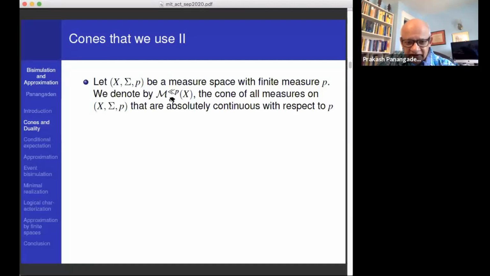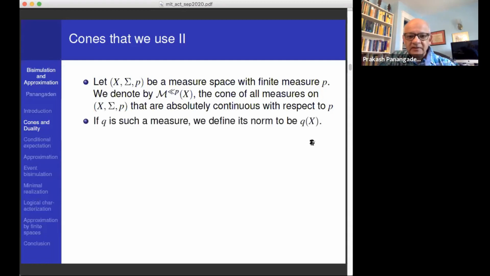So this peculiar notation with this superscript that looks like much less than P means the cone of all measures on the underlying space that are absolutely continuous with respect to P. Absolutely continuous, in case you've forgotten, means that P is absolutely continuous with respect to Q if whenever Q says a set has measure 0, then P will also say that. If Q is such a measure, we define its norm to be Q of X, the total mass it assigns to the whole space.